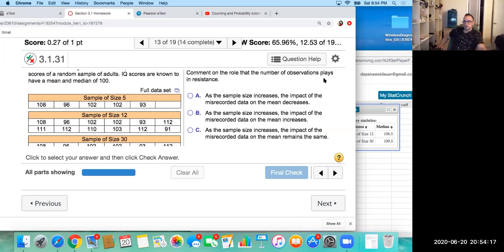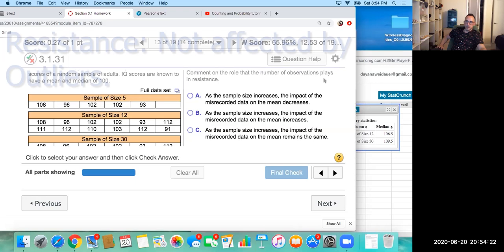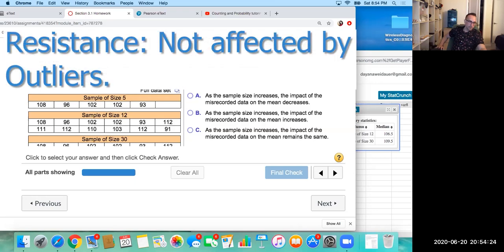Okay, this question is asking me to comment on the rule that the number of observations plays in resistance. So what resistance means, I assume they're talking about the resistance of the mean. If there's a big value in a data set, then it's going to pull the mean towards it, because 180 is an unusually large value compared to all the other values, right? So the mean is getting way bigger because of that one bigger value.